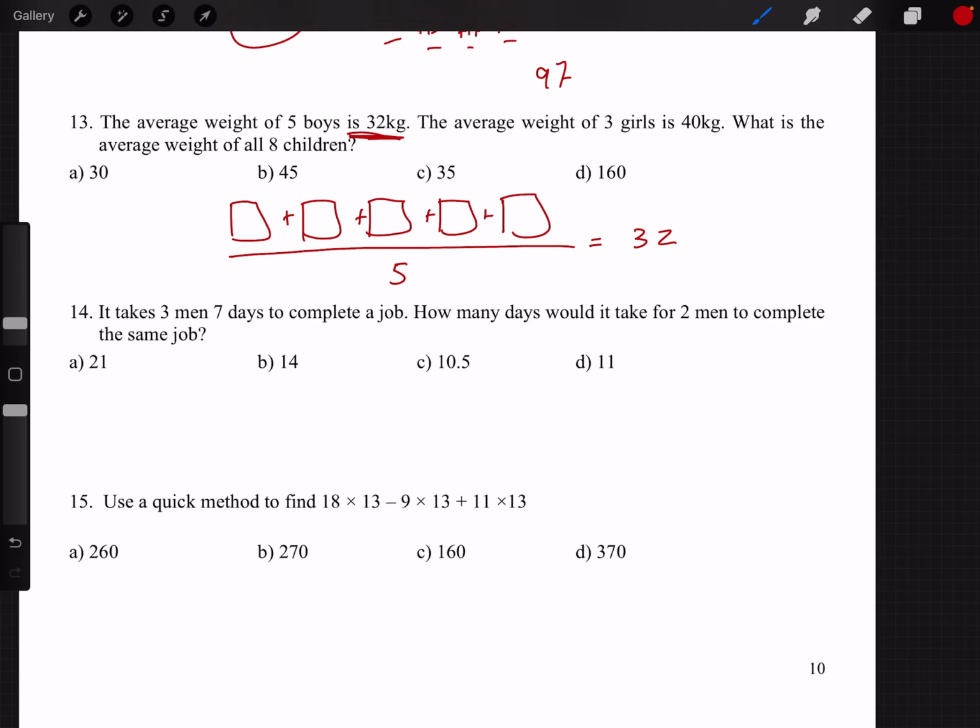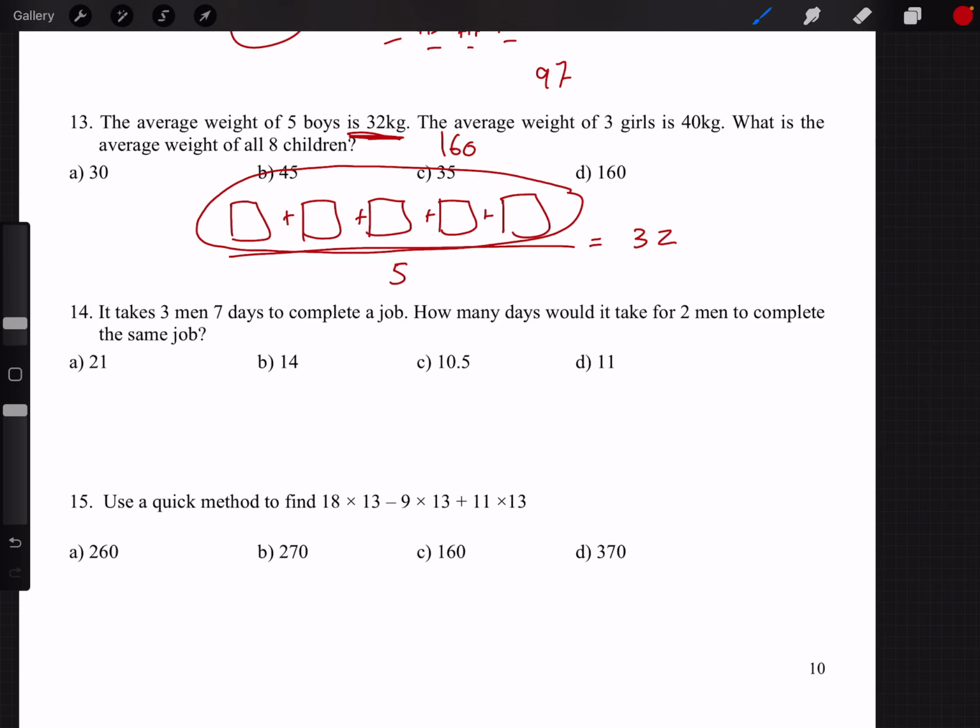Now, when we see this situation, we always find a total first. How do you find a total? You do 5 times 32, you get 160. Because 160 divided by 5 is equal to 32.